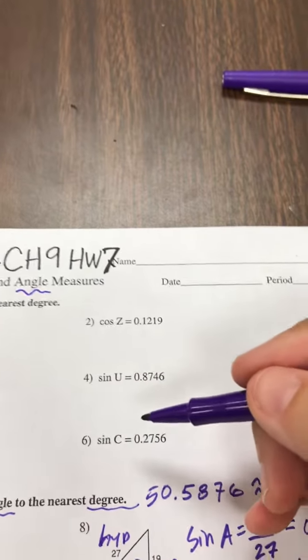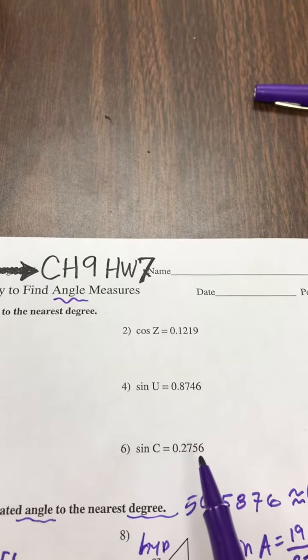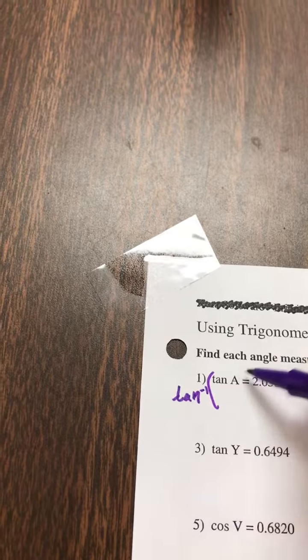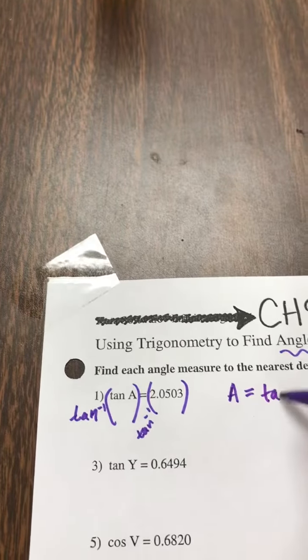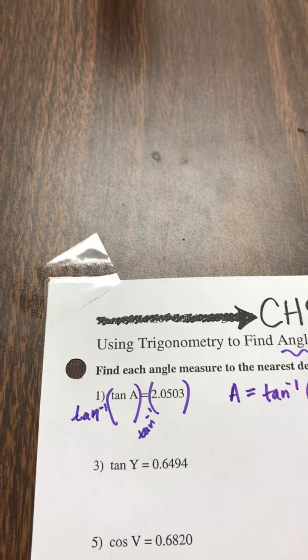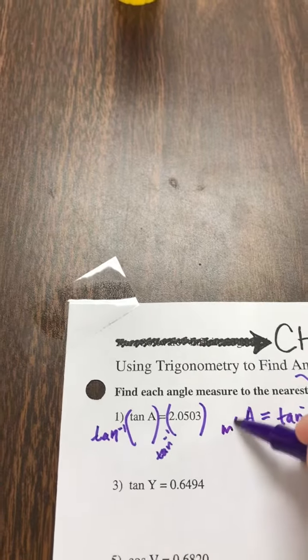Sorry about that noise. Okay, so in the same way, for all of these I can take the inverse tangent of both sides. If I took the inverse tangent of the left and the inverse tangent of the right, the left side of the equation would just leave me with A. The right side would be the inverse tangent of 2.0503, and that's going to give you the measure of angle A.